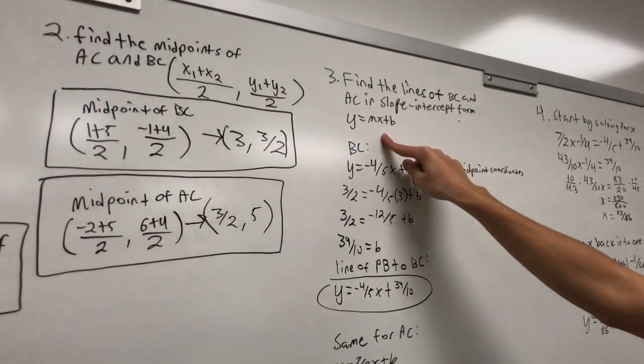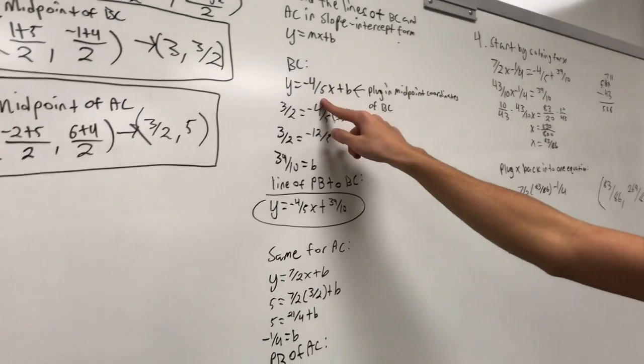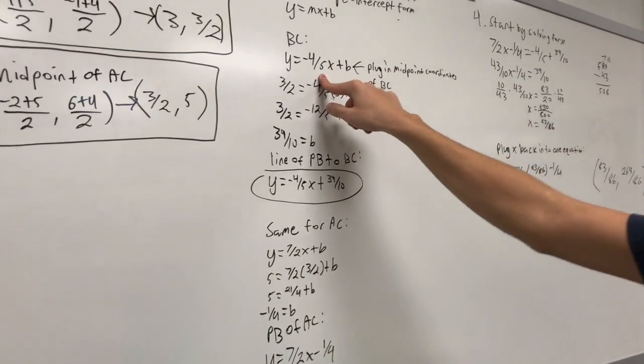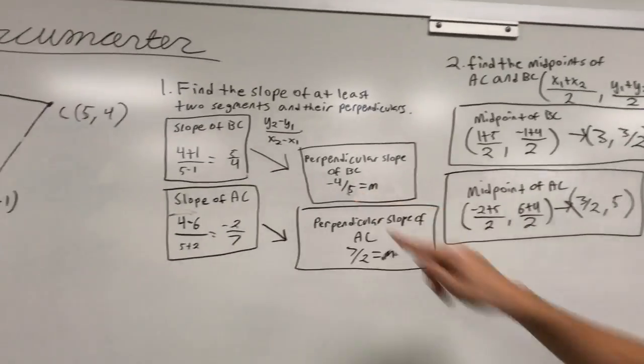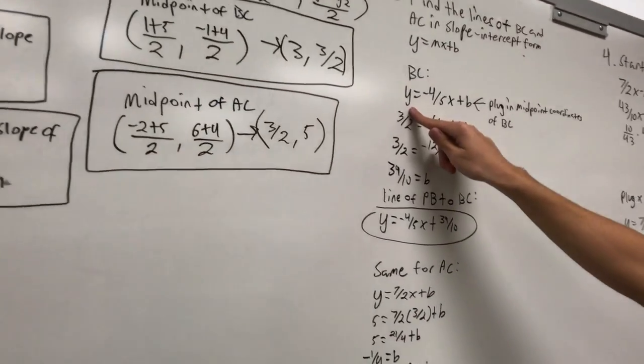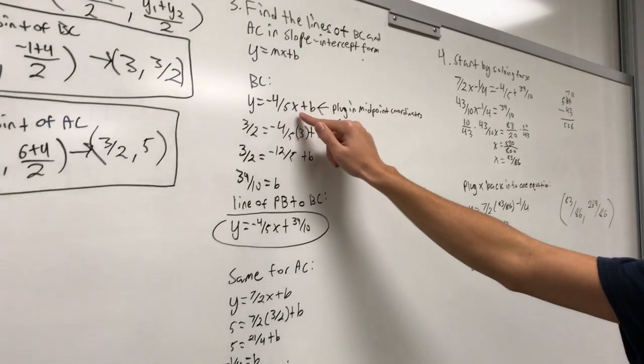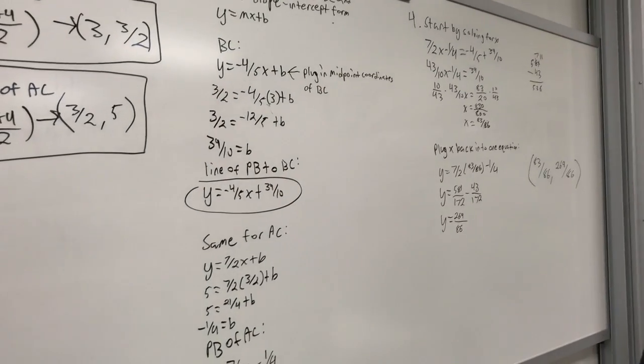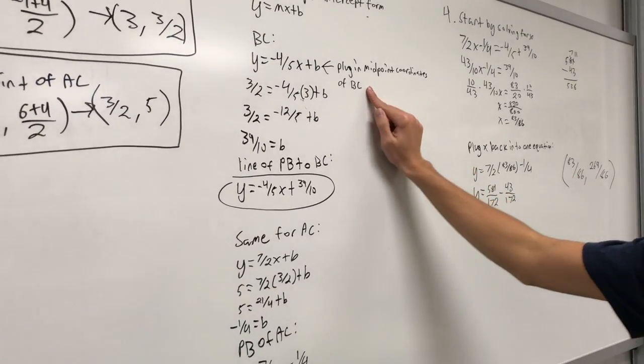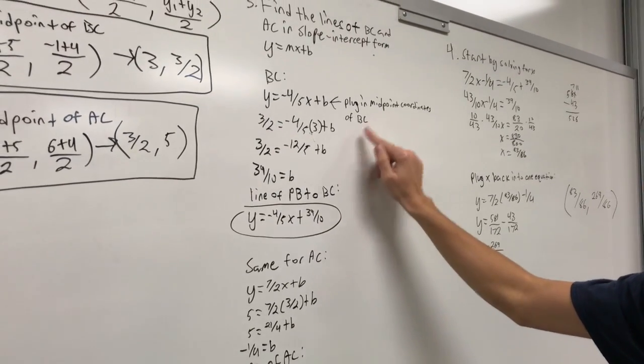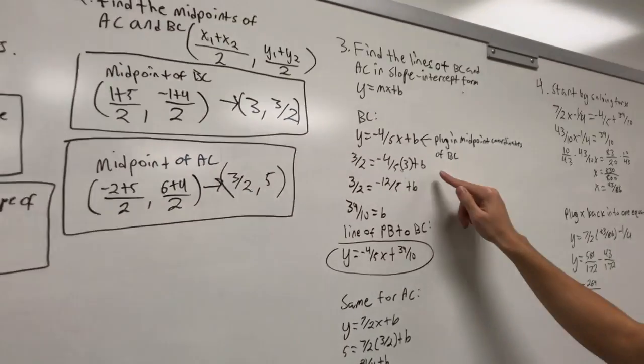So we're going to start with y equals mx plus b, and we're going to plug in our slope that we know for BC. So our slope, we realized, was -4 over 5. So we say y is equal to -4 over 5 x plus b. Now what we're actually going to do this time is plug in the midpoint of BC. So the x and y of the midpoint is what we're going to plug in for the x and y here.